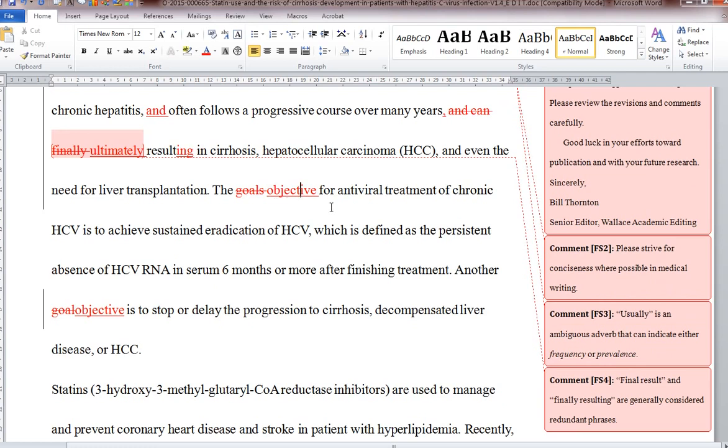Okay. So I'm back to this. The objective for. Generally, a preposition would be of. The objective of antiviral treatment of chronic HCV. For indicates purpose, but that would be a different purpose here. Of indicates possession. It's an objective involved in this treatment. I would use for if I were using the verb, the objective for treating chronic HCV, something like that. But with the noun, I think the preposition of fits more clearly.